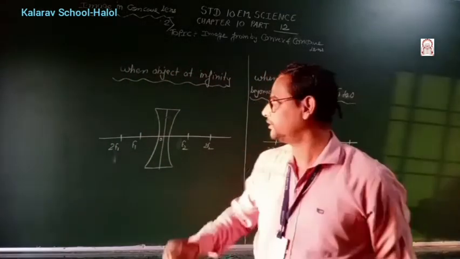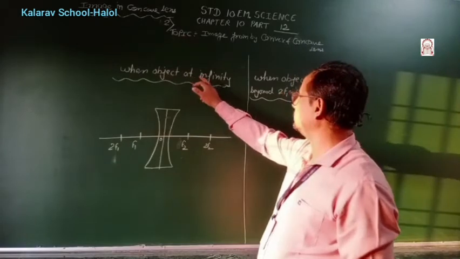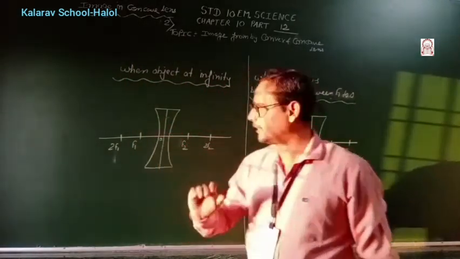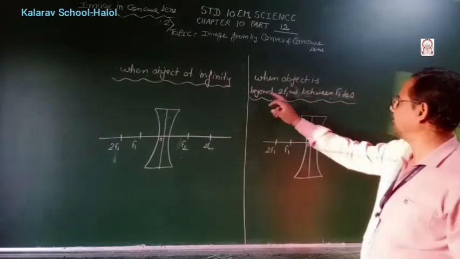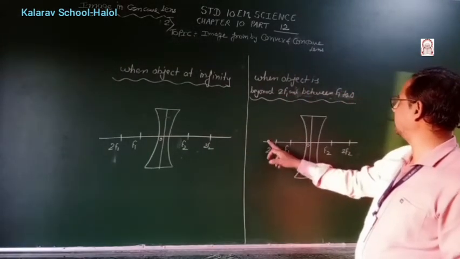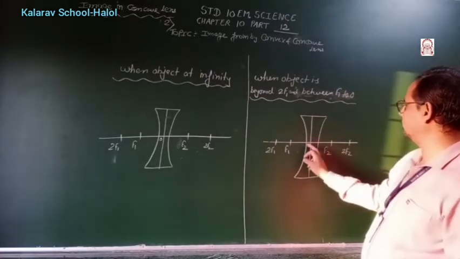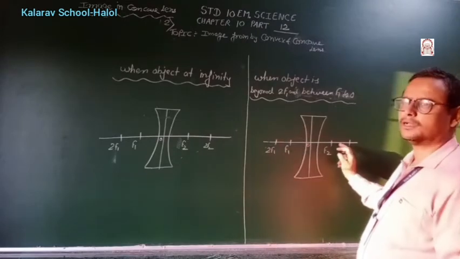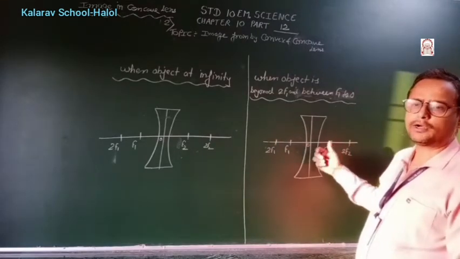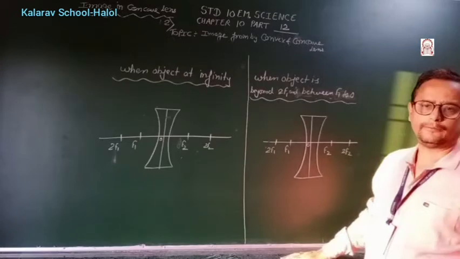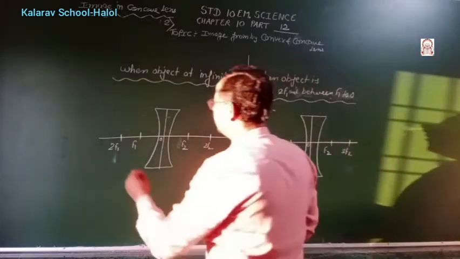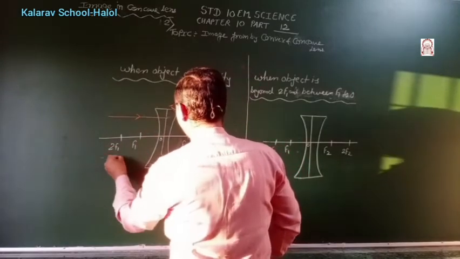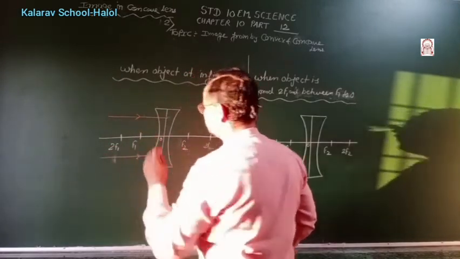The first position is when the object is at infinity, बहुत दूर होगा, then what will be the situation, and second when the object is between F1 and O. Wherever the object is kept, what kind of image will you get? Okay, now see, if the object is at infinity, definitely here also the rays will come parallel.